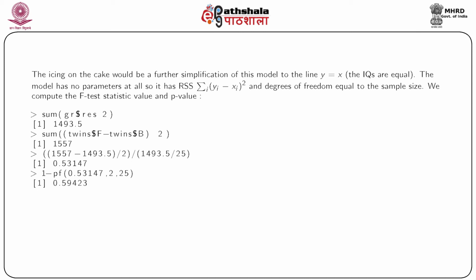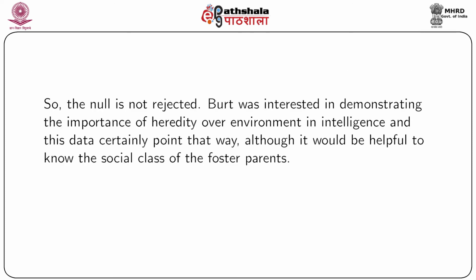as the ratio of 1557 minus 1493.5 divided by 2, where 2 is the degrees of freedom for the numerator of the F, and this is divided by 1493.5 over 25, where 25 is the denominator degrees of freedom. Based on this F test statistic, if we compare it with the critical value from the F distribution, or look at the p-value calculated using 1 minus the probability from the F distribution, the p-value happens to be larger than the level of significance 0.05, so we do not reject the null hypothesis.